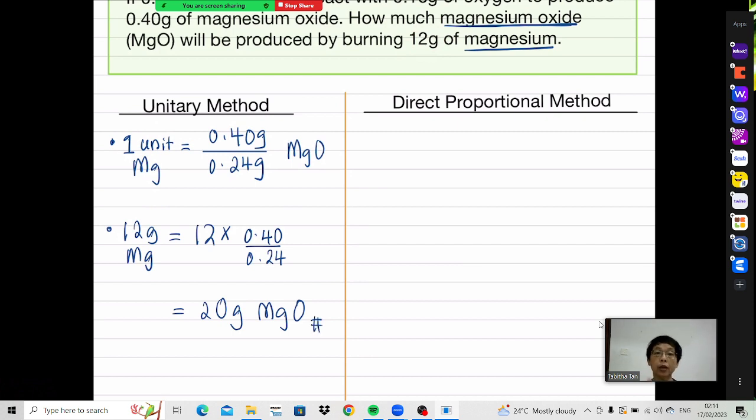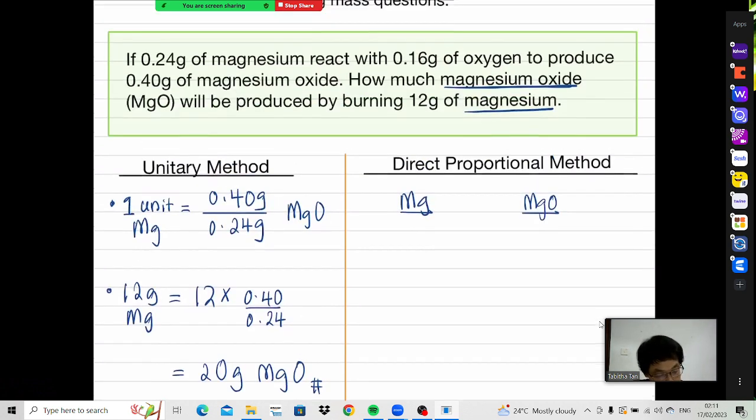Now let's demonstrate for you the direct proportional method. Again, you just list down the 2 players, or 2 chemicals, that you are interested to find. We are interested in magnesium, so I'm just going to write magnesium. The other player is magnesium oxide. Just put down there magnesium oxide. If you can't write the chemical formula, no worry, we just put in the English word. We will try to make more videos and explain how to write chemical formulas. Now let's go in.